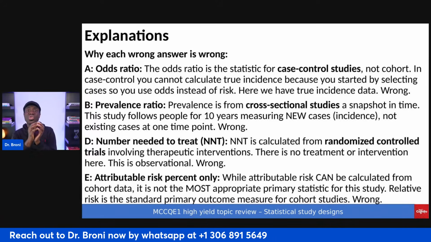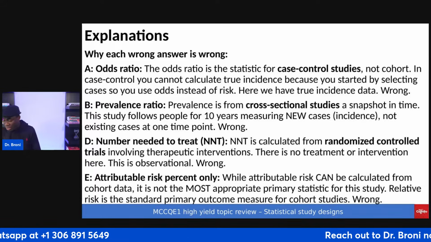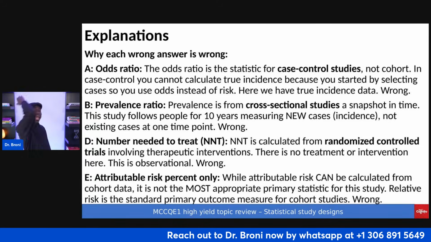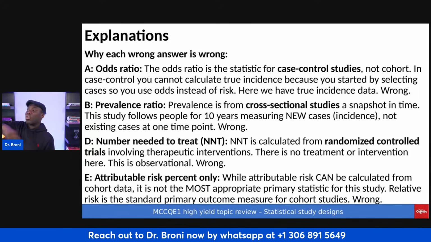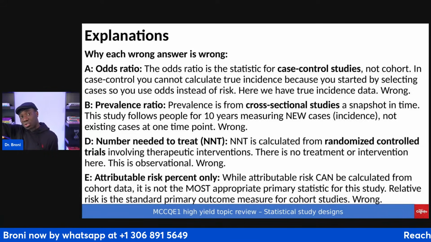Prevalence ratio, you use it from cross-sectional studies. So cross-sectional, it's like the people are there, and then prevalence. What's the prevalence of this disease? Once in a while, you just take a sample, right? You do a cross-sectional study across the population, and then you just be able to pick up the prevalence ratio.